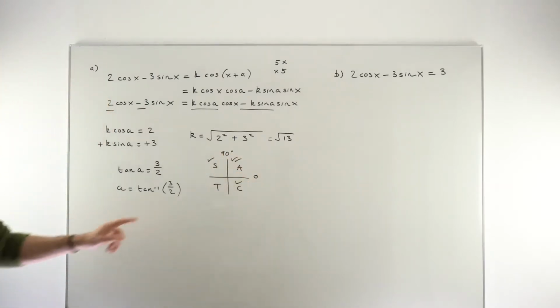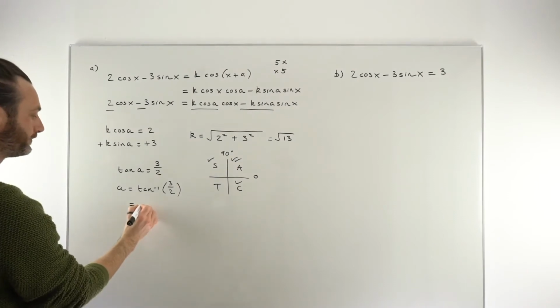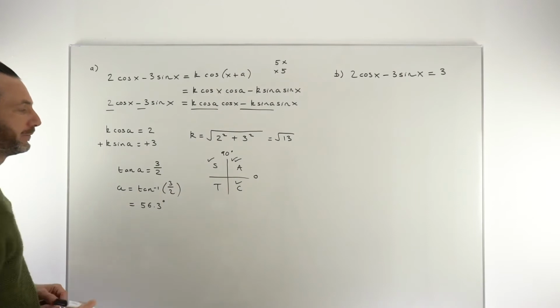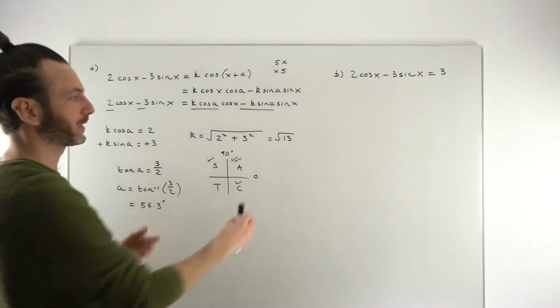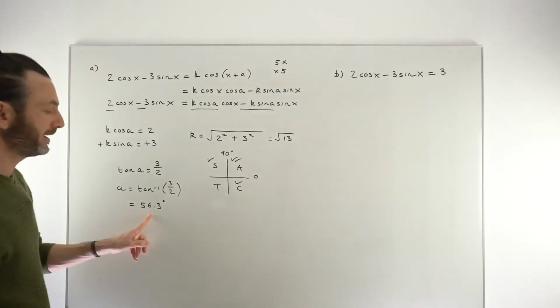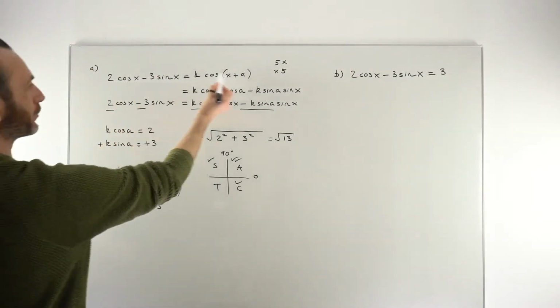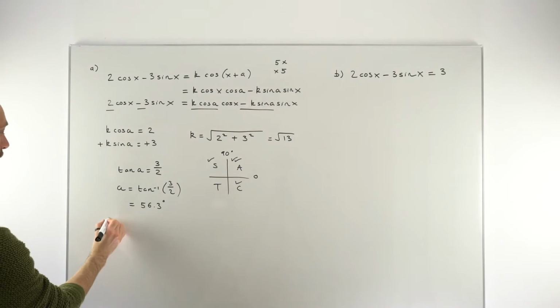And this would just need to be put in the calculator. So when you do that, which I did already, this comes out to be 56.3 degrees. And that's basically our solution because we've now got the K value and the A value, and that's what we set out to achieve. So I would just recommend writing the original line again, just to tie it all together.